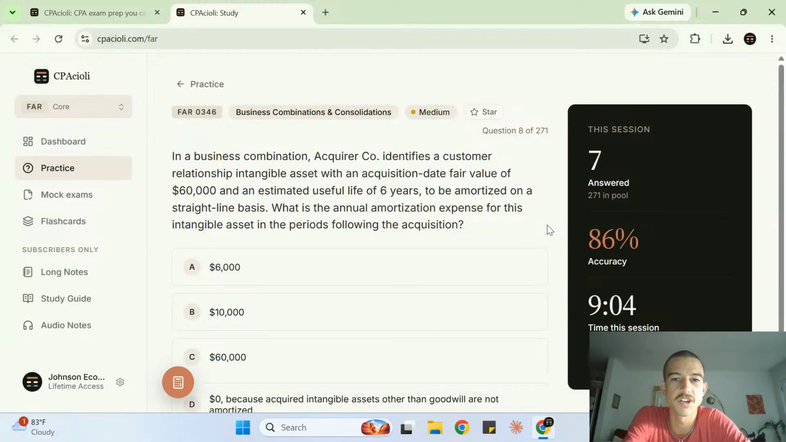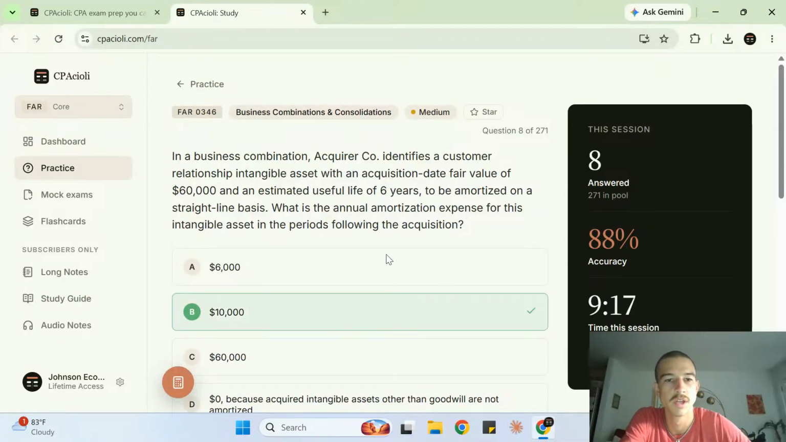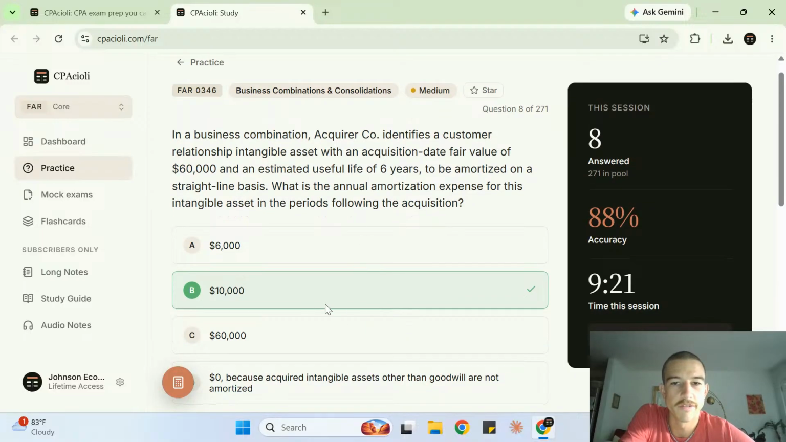A business combination acquired identifies a customer relationship intangible asset with an acquisition date fair value of $60K, estimated useful life of 6 years, straight line basis. Oh, okay, that's easy. Yeah, just 60,000 divided by the 6 years estimated useful life.